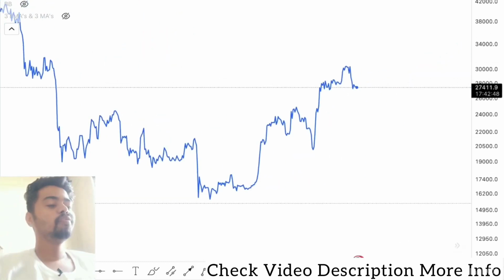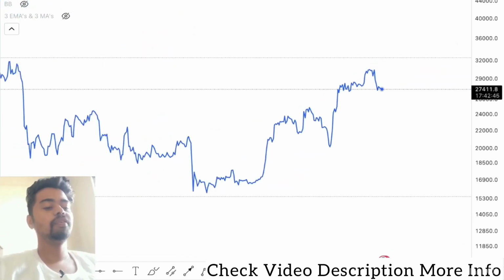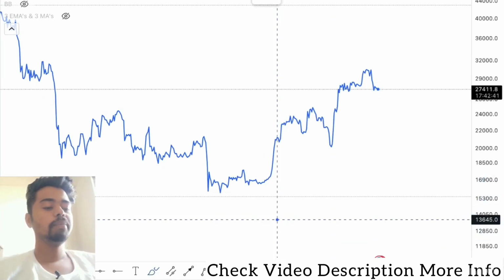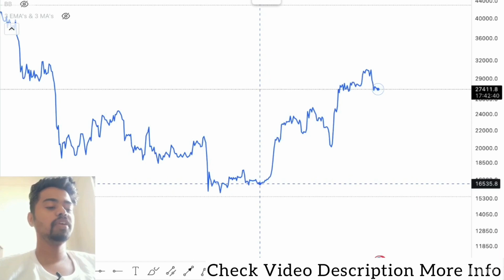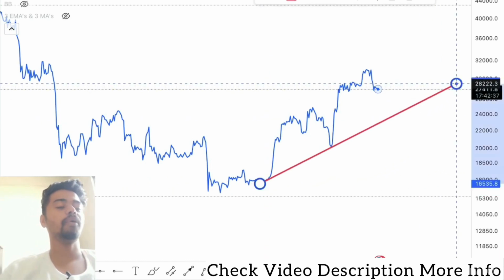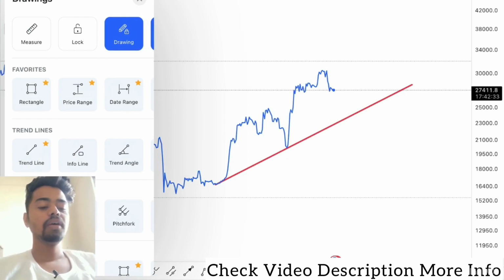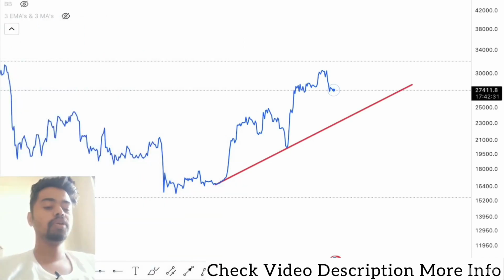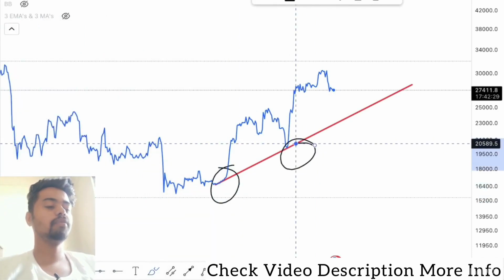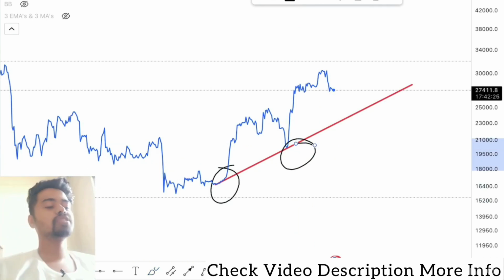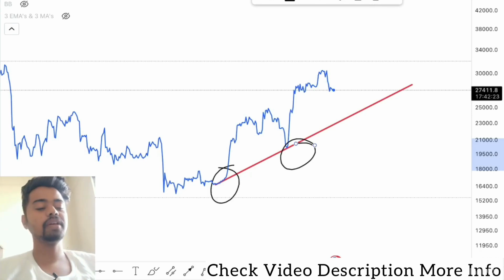Before noticing any trend, we need two points to make a trend line. Let me find the first point. The first point we can consider this, and the second point this. So we have two levels, which are sufficient to draw one uptrend trend line. If you check here, we got two levels and we have spotted a very good trend line.